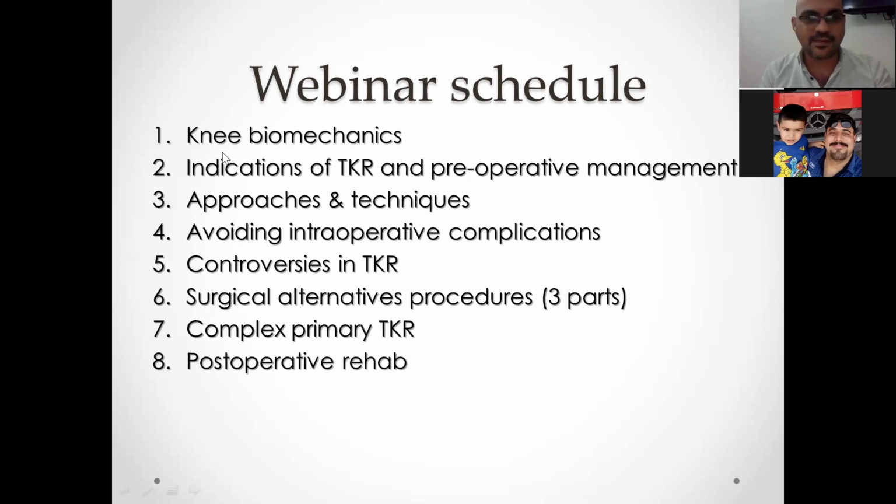The first one is about biomechanics of the knee as a start, to know what the biomechanics are before starting total knee arthroplasty. Why it is indicated is in the second webinar, and how we manage a pre-operative patient with total knee arthroplasty, with some notes about what you have to perform before the operation.